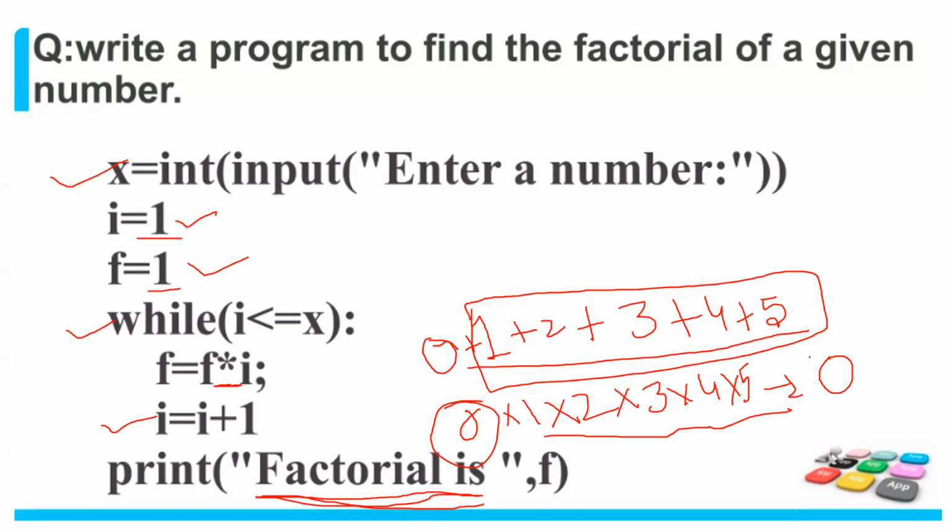Yes, one very good question was asked: why are we taking 2 variables? First variable I am using to control the loop. You can see here i equals 1, i less than or equals x, and i equals i plus 1. This variable will control the loop. It will start from 1, it will end at x, and it is incrementing.